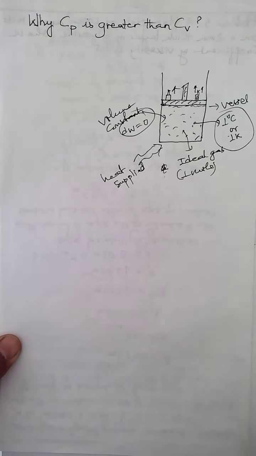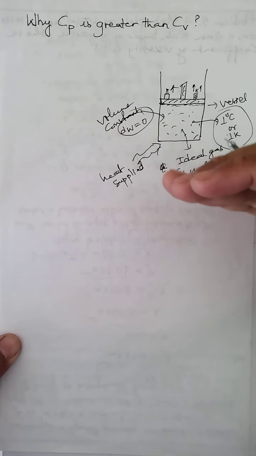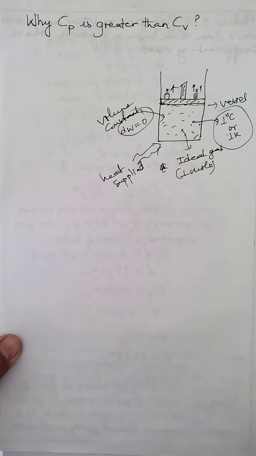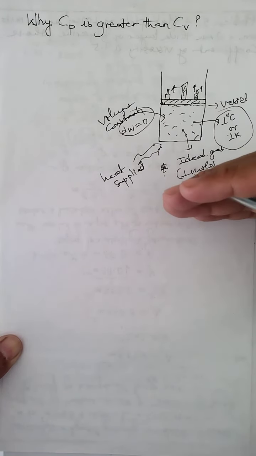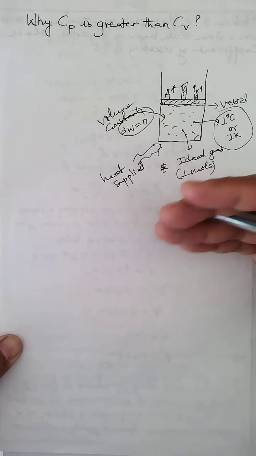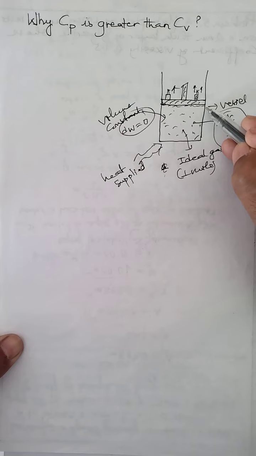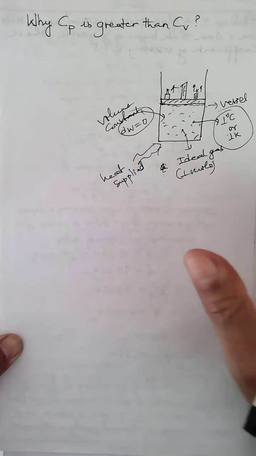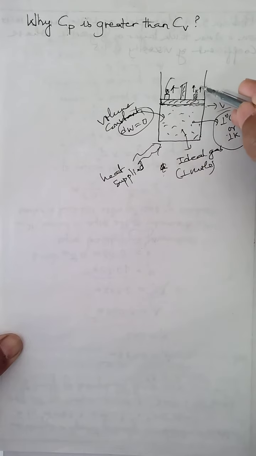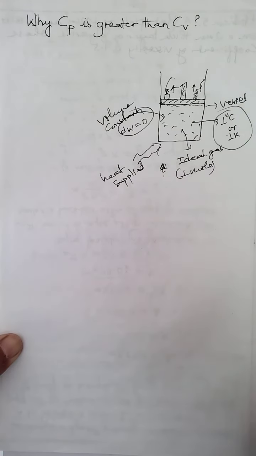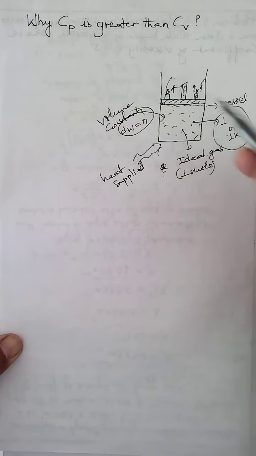Now suppose the same gas is allowed to cool and is heated again to increase the temperature by 1 degree Celsius. We take the same gas, cool it, and again supply heat to increase the temperature by the same amount, 1 degree Celsius. But this time we do not place any weight on the piston. We just remove the weight placed on the piston. So in that case, what happens? The volume of the gas will change.